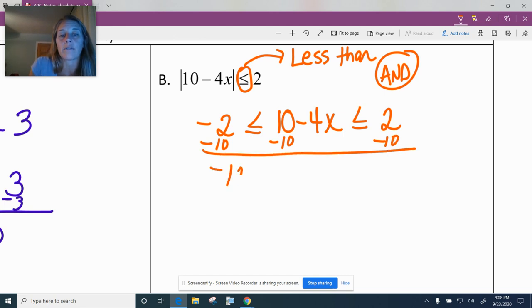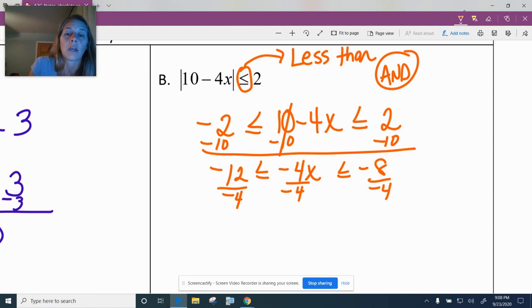So we have -12 is less than or equal to -4x is less than or equal to -8. Now we're dividing all three by -4. Now this is where it can get a little tricky, because when you divide by the negative, those inequalities are going to change direction. So -12 divided by -4 is +3. The middle, you end up with x. And -8 divided by -4 is +2.